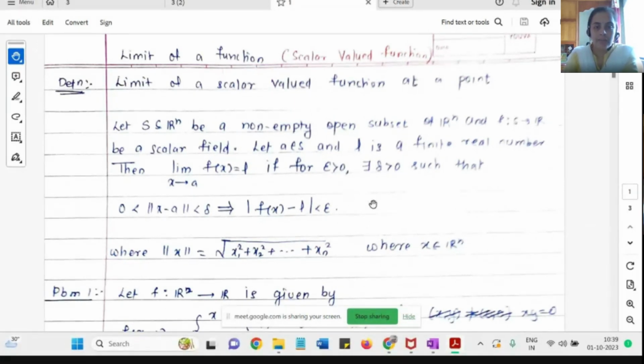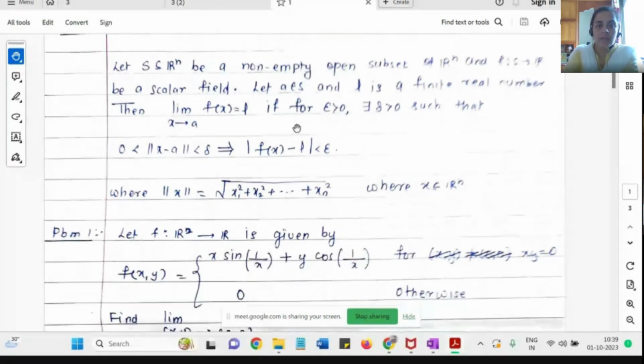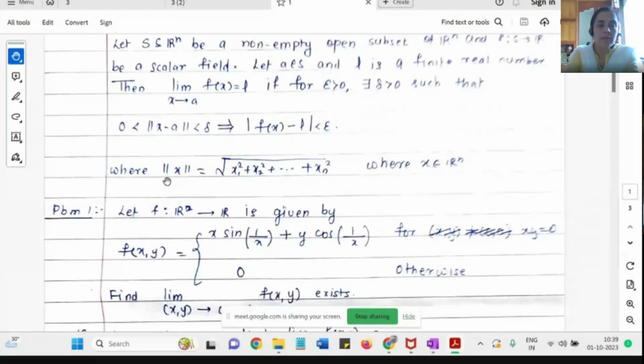It is good to see the epsilon delta definition in the beginning. If for epsilon positive, there exists delta greater than 0 such that if 0 is less than norm x minus a less than delta, then mod of f of x minus L is less than epsilon. Here, when I'm referring to a norm, I'm referring to the Euclidean norm, which is norm of x equal to under root x1 square plus x2 square plus up to xn square.